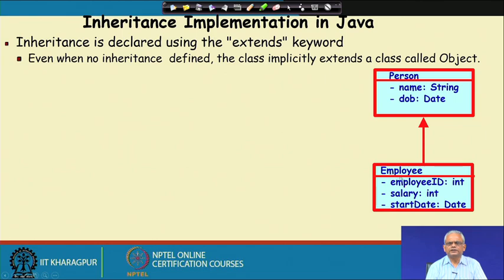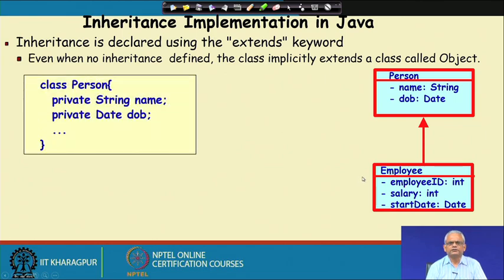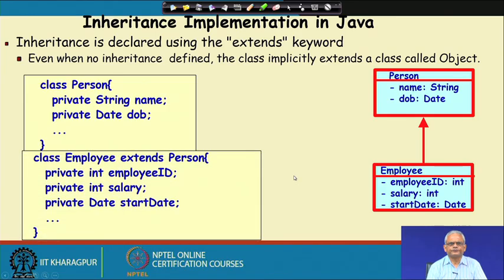How do we write the Java code for this? That is very straightforward. We write the definition for the class person, which has a private string name and a private date of birth. So, straight away we can translate this into the code. It is similar in C++ or any other object oriented language.